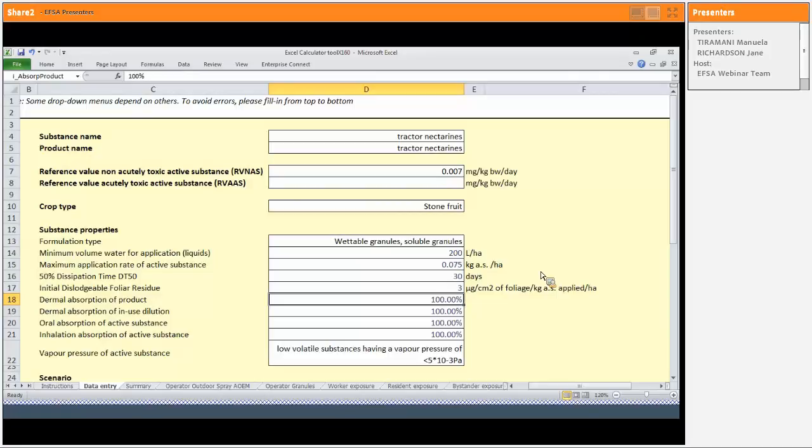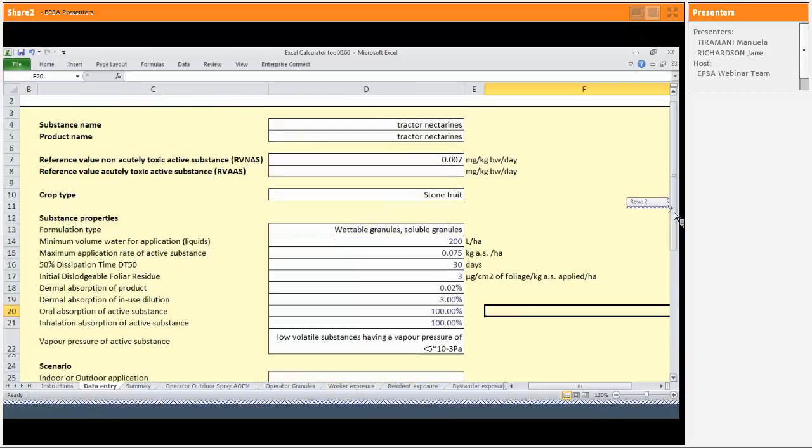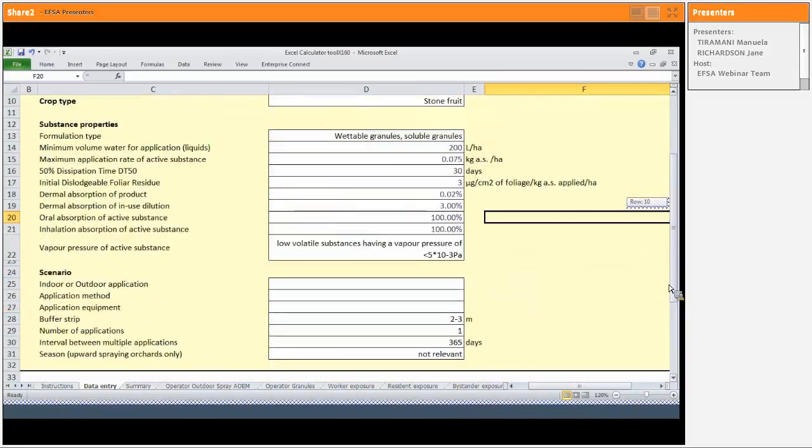Okay, then we need to put in the dermal absorption, which hopefully should be provided, for example, in the dossier. So we're going to use 0.02 in the dossier for the actual concentrated product, and then we can provide a different value for the in-use dilution. Depending on the phase of the activity, you could find it in the dossier, or in the RAR, or in the list of endpoints of the EFSA conclusion. So depending where you are in the phase, you can see it in different parts.